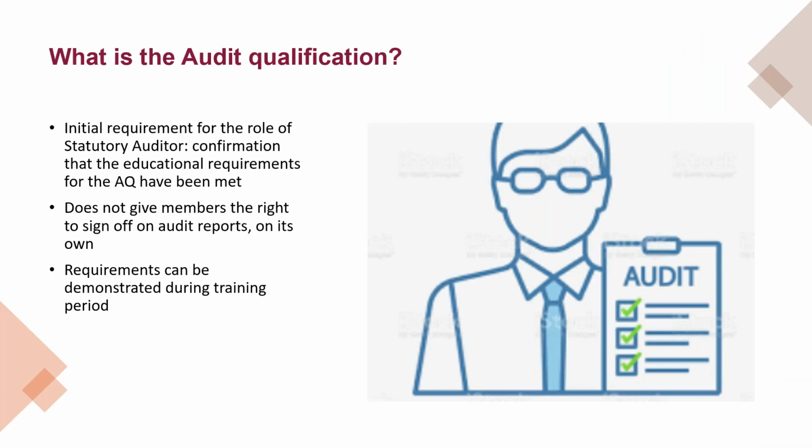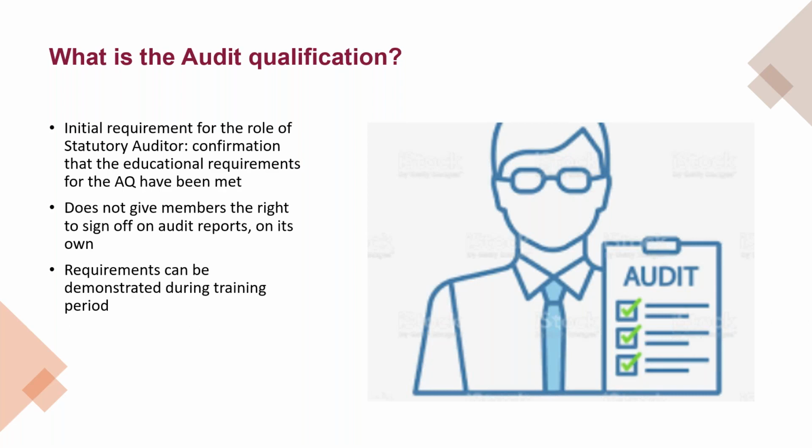And so, what is the audit qualification? As you progress towards membership of the Institute as an ACA, you may be considering the future direction of your career path. If, at some stage in the future, you wish to practice as a statutory auditor, there are a number of requirements that need to be met. The first requirement is to demonstrate that you have met the requirements for the AQ. It is important to note, though, that confirmation that you have met the requirements for the AQ does not allow you to sign off on audits.